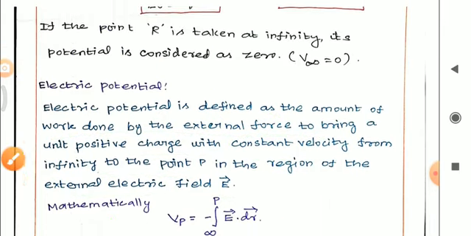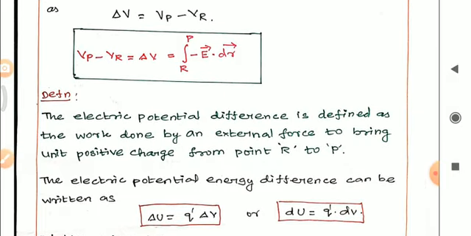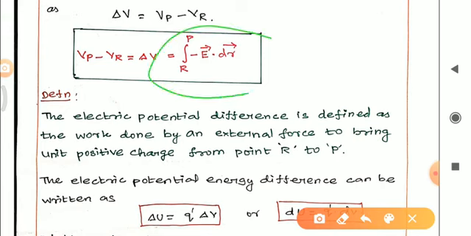But in the potential difference, what we have discussed, it is equal to what? Potential difference is given by integral from R to P of minus E vector dot dr vector. So what is the difference here? R to P. That's why, from the point R to P.